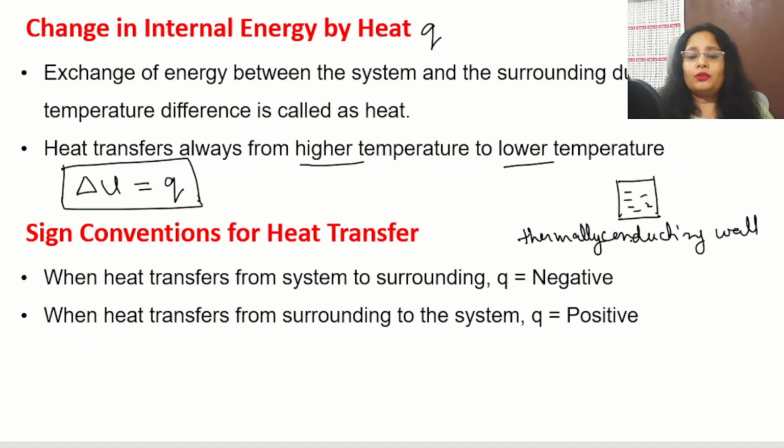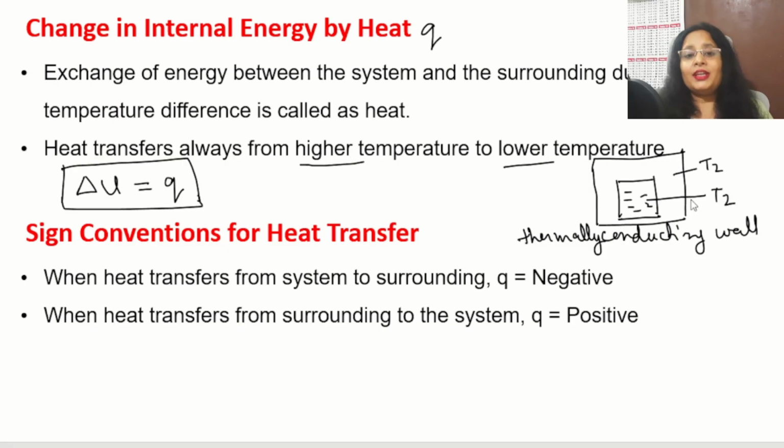Now, if we keep this system in a reservoir, and the reservoir temperature is T2 and the system temperature is T1, we can see clearly that there is a temperature difference. If there is a temperature difference, it means definitely there is a flow of heat.